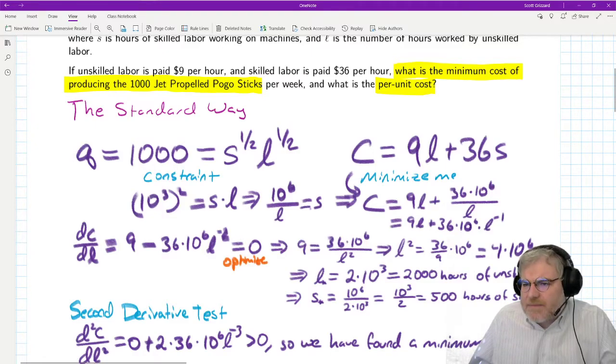And I work this out a bit because I know I'm about to take a derivative. I wind up with 9L plus 36 times 10 to the 6th times L to the -1. Okay. So how do I feel about that? Getting one equation with one unknown. How do we feel about that, 1 to 5? Or one equation using only one of the variables, combining the two equations to get that. 1 to 5. How do we feel about that combining bit?